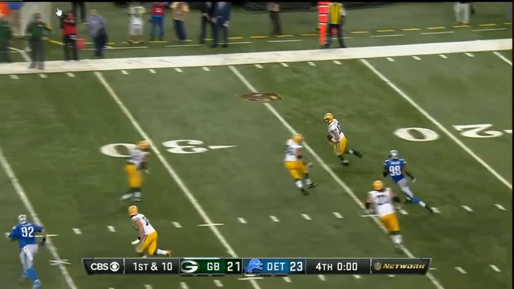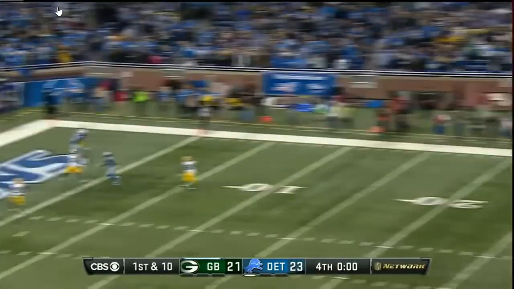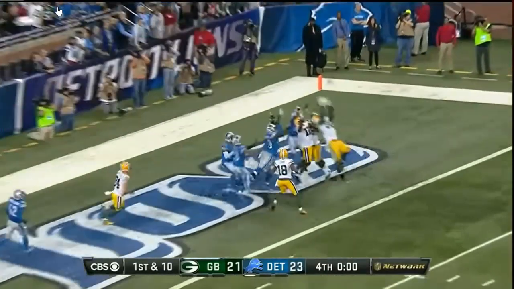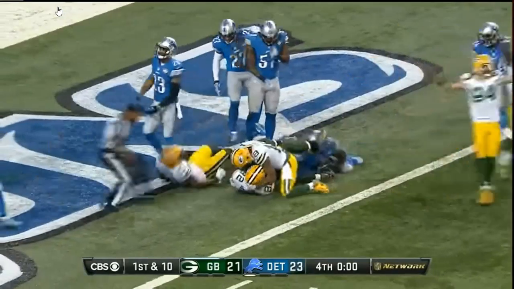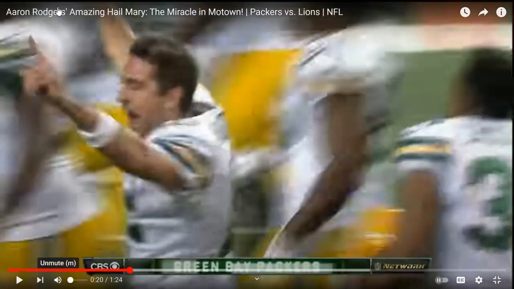Rodgers in trouble. It's going to get there. He turned 32 yesterday. Does he have a vintage moment in him? In the end zone, it is caught for the win. Richard Rodgers.